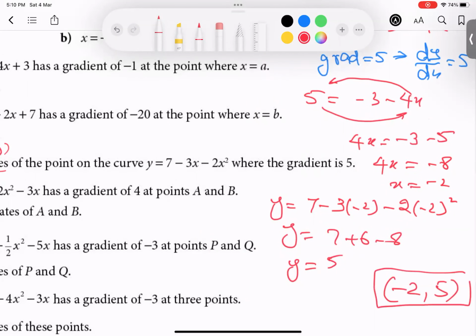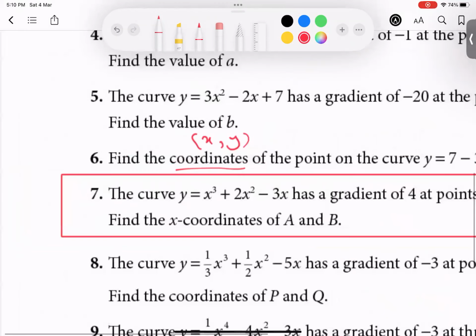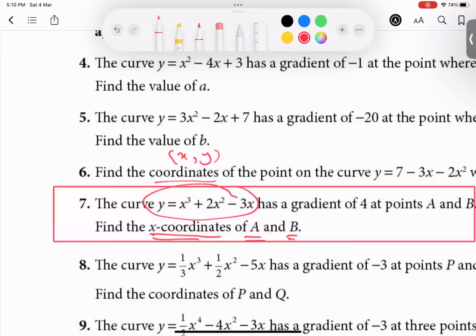I have done question number 5, but now you have to do this question. But wait a minute before you start. He said coordinates of two points, and in the second part he is asking for x coordinates only. Two points A and B. It means when you differentiate, you will get a quadratic equation. And when you differentiate, look, I show a small hint. 3 comes down and power 1 less, my students. And 2 comes down, power 1 less.